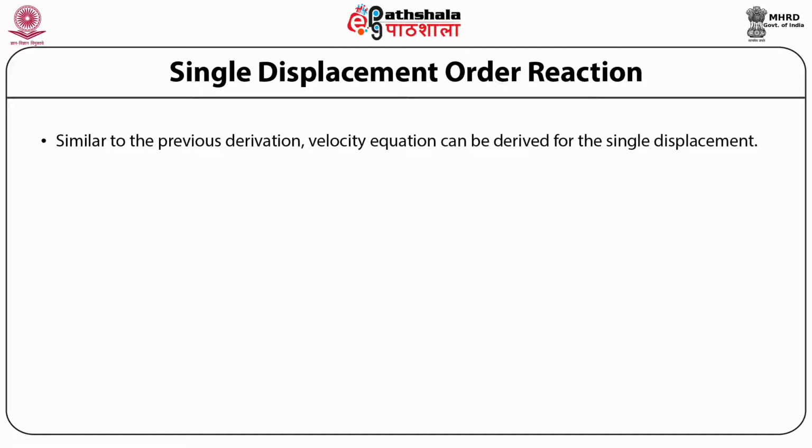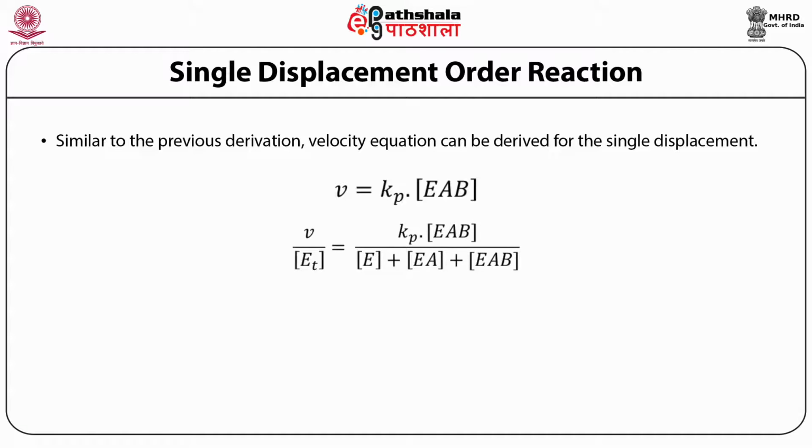Similar to the derivation of random bi-substrate reaction, we can also derive equations for single displacement order reaction, where initial velocity is dependent on ternary complex. So V0 is equal to Kp into EAB. When you solve these equations similar to the previous equation, you will find that V divided by Et is equal to Kp into ternary complex concentration divided by concentration of E, concentration of EA, and concentration of EAB.